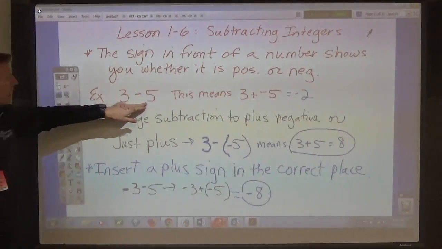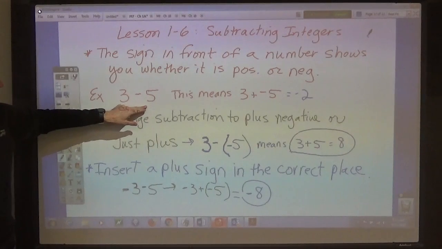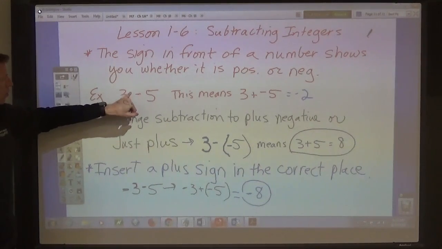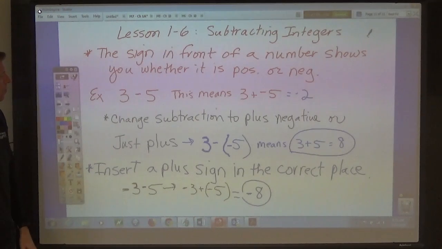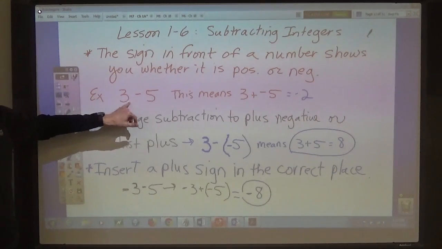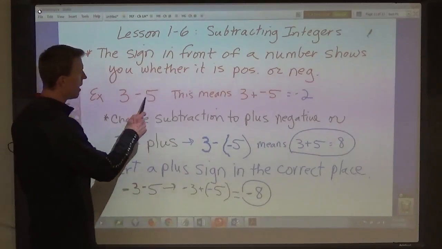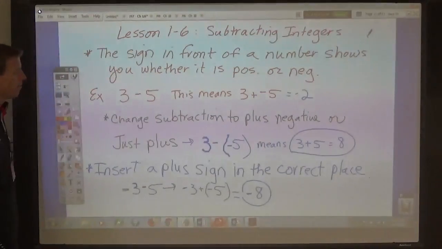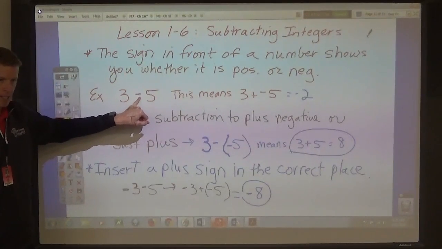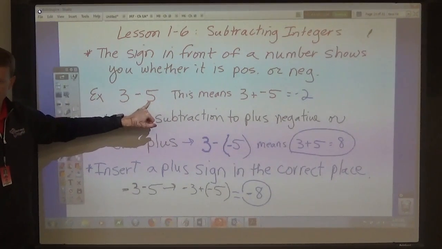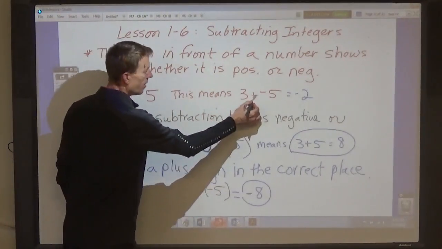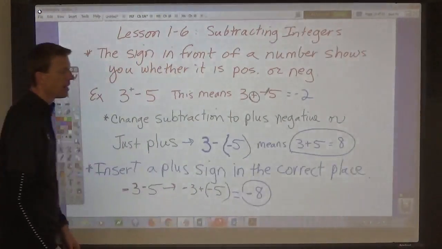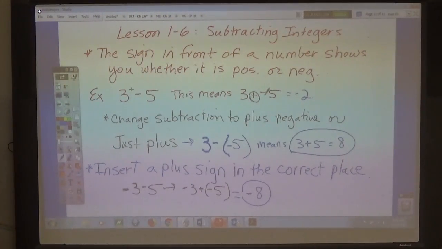So the easiest way to think about subtraction is to think of it using a plus sign in front of the minus sign, and then to add positive and negative. So if you see a subtraction problem like 3 minus 5, if you put a plus sign in front of the negative 5, remember that this minus sign makes this 5 a negative. So then you can add, put a plus sign in front of the minus sign, and then add 3 plus negative 5. Okay?